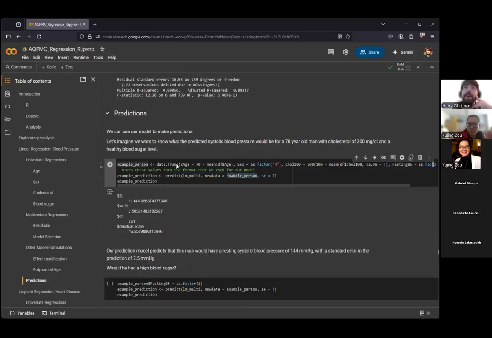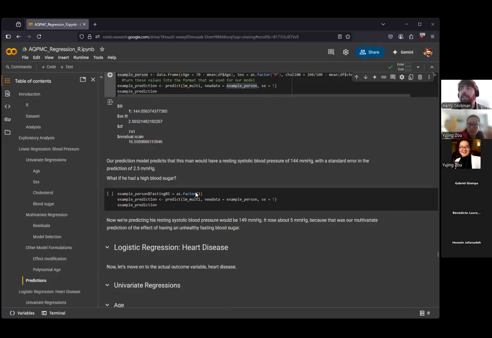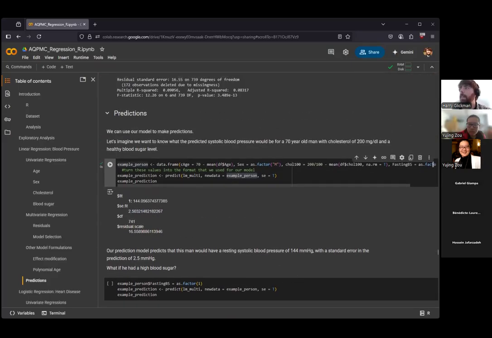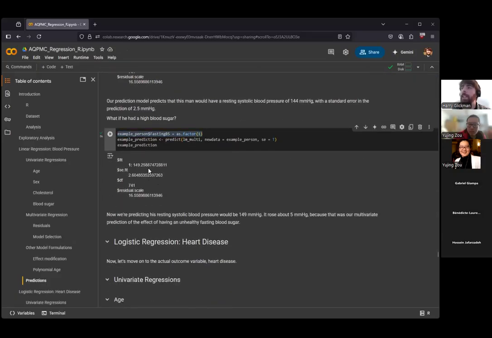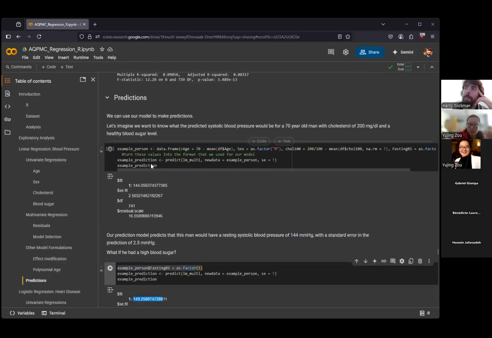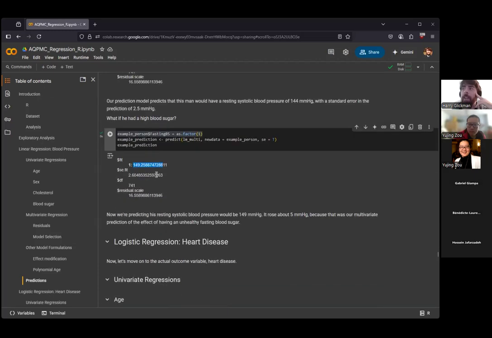So you can do this with any numbers you want, and you can ask this question: well, what are we predicting? And in this case, we're predicting that this type of person would have blood pressure of 144 millimeters of mercury, and you have the uncertainty in these predictions as well. And then you can ask questions like, what if we had the same person, but instead of having healthy blood sugar, he had unhealthy blood sugar? So we'll just replace his blood sugar with unhealthy and we'll run that. And now it's 149 millimeters of mercury. And the reason this went up by 5 is because our estimate for the effect of blood sugar was 5, right? So in the simple example, that's all that went on.